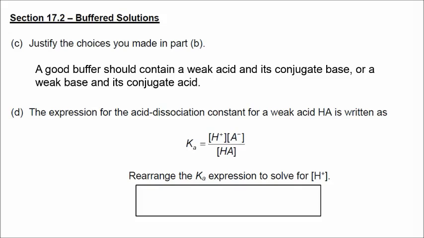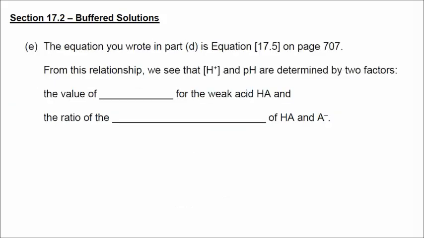Now we have the Ka expression. We're just rearranging this to solve for H+. So when we do that, we get H+ equals Ka times the ratio of HA over A-. So this particular equation is on page 707.